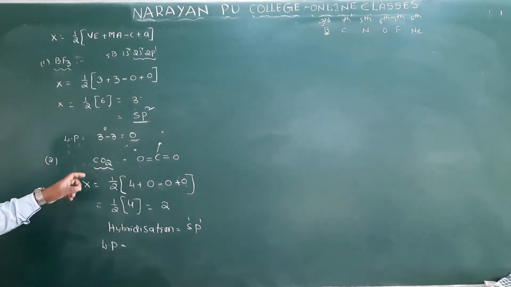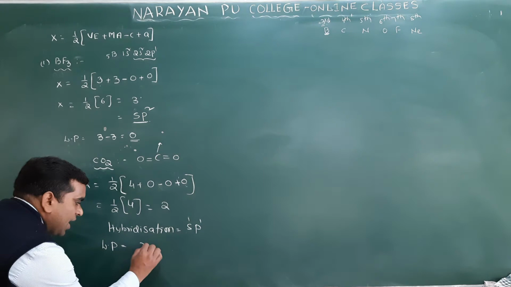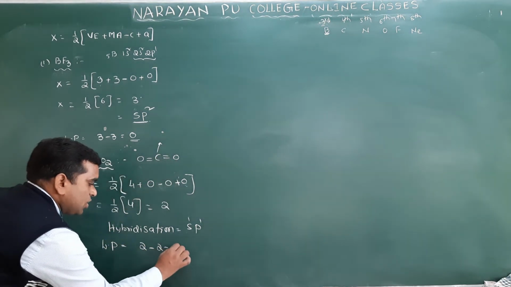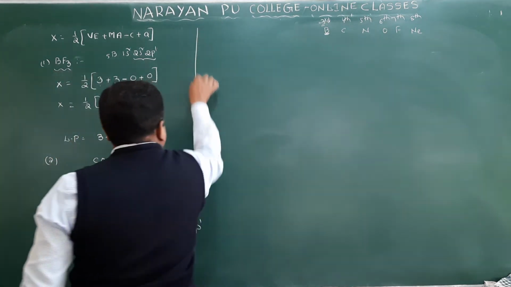Lone pair formula, what is it? Number of hybrid orbitals minus surrounding atoms. Number of hybrid orbitals, how many? 2. How many surrounding atoms are there here? 2. 2 minus 2, what is it? 0. There is no lone pair. Clear? In the same way, I will write another molecule.